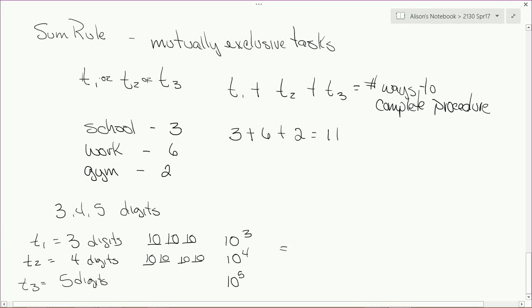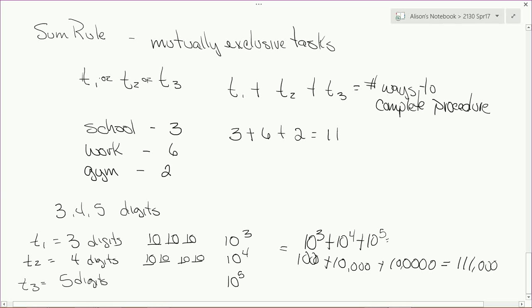We're going to find out that because my PIN can be 3 or 4 or 5, I can choose between each one of those 3 independent tasks. I would actually add them together. So this is going to give me 1,000 plus 10,000 plus 100,000, which will ultimately equal 111,000. And so I use the sum rule when I am faced with tasks where they're mutually exclusive. I can do one or the other or the other.